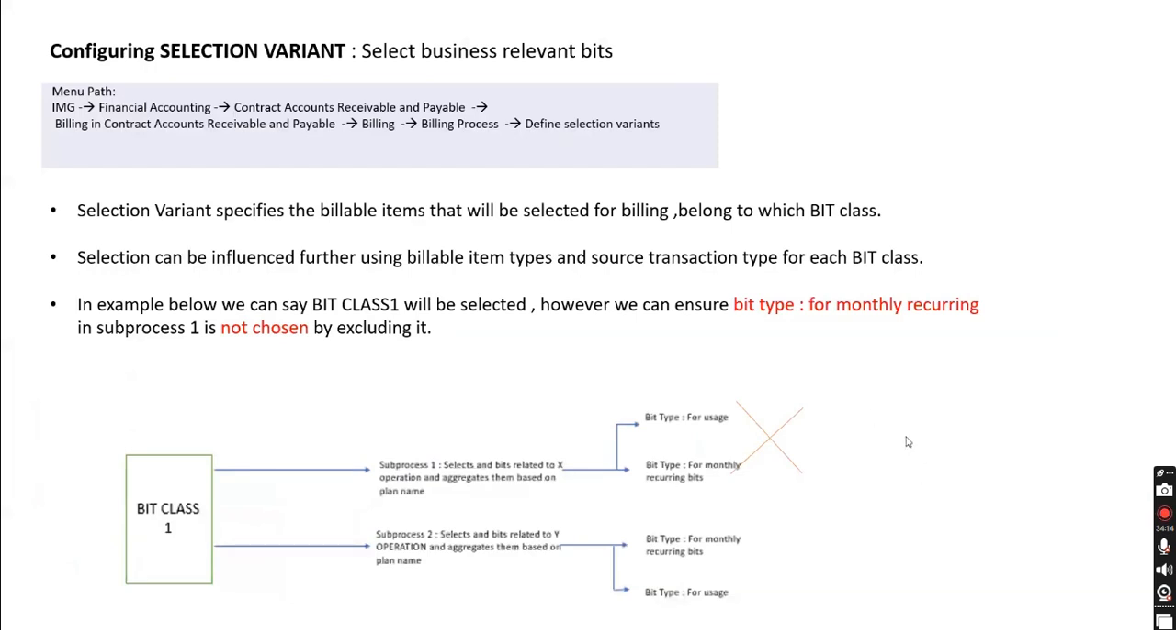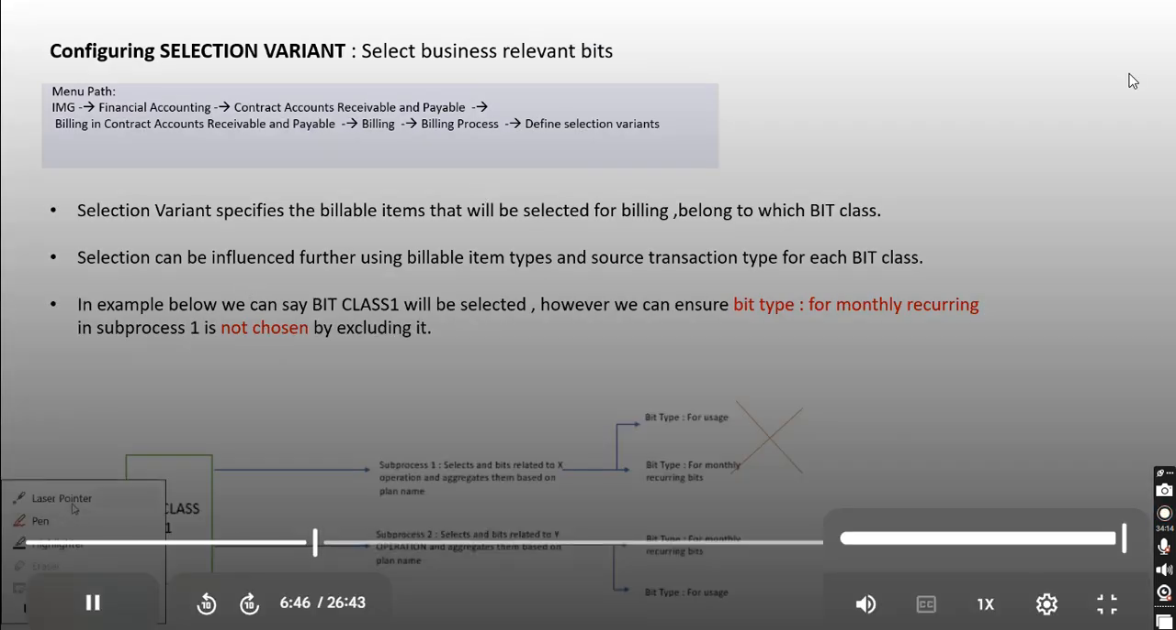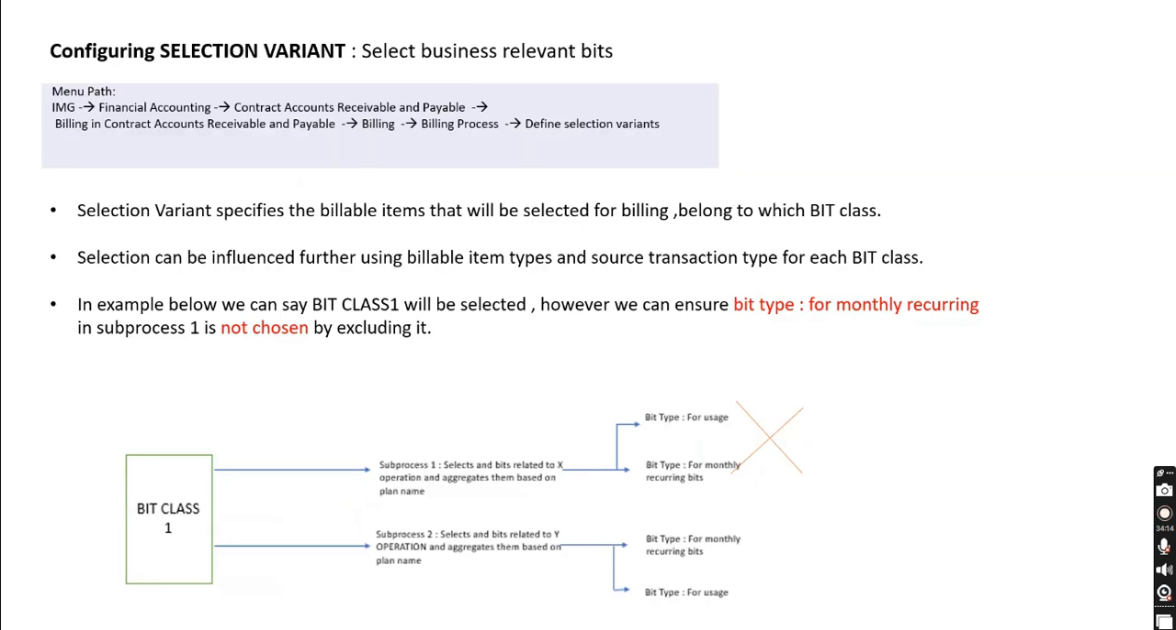So what is selection variant? Selection variant specifies the billable items that will be selected for billing belong to which bit class. So when we have received four or multiple billable items, now I'm going to bill them. So the selection variant will determine which billable items will be billed.